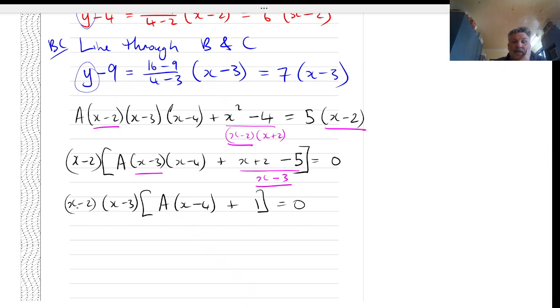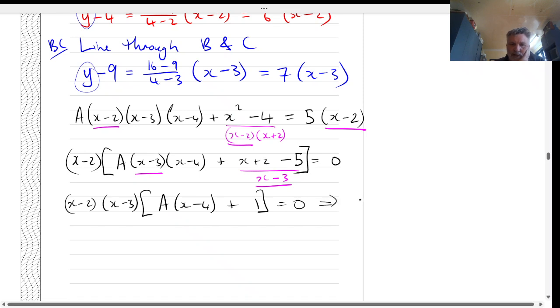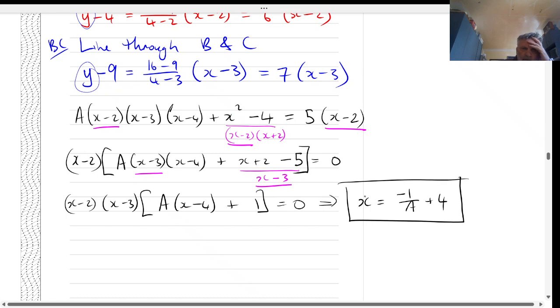This is the 2 points x equals 2 and x equals 3. We're not interested in those. We're interested in the other point of intersection. So this implies that x equals, shift the 1 to the other side, divide by a, add the 4. So that's one of our x coordinates for a point of intersection.